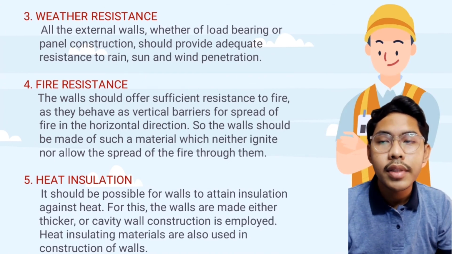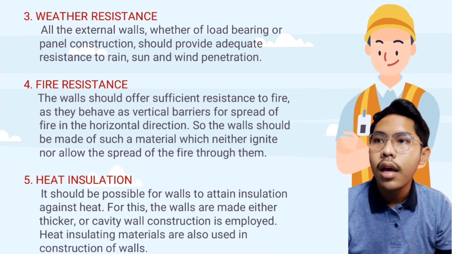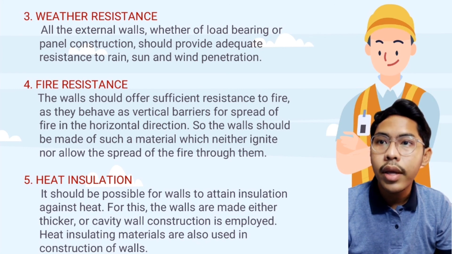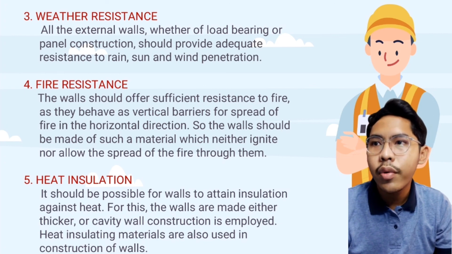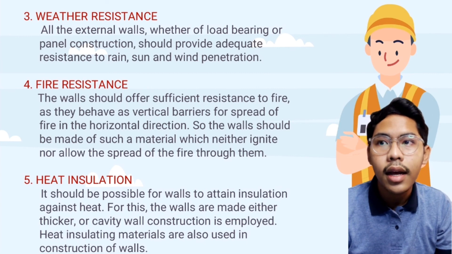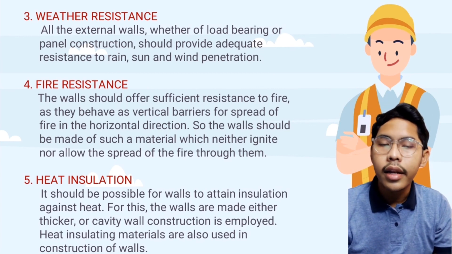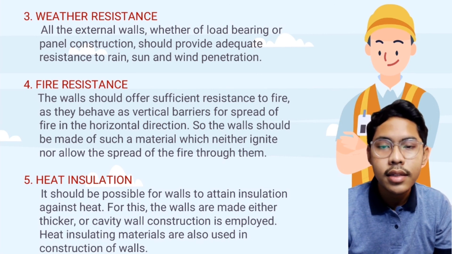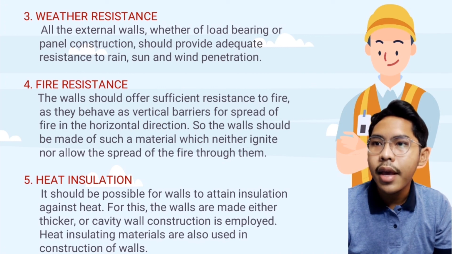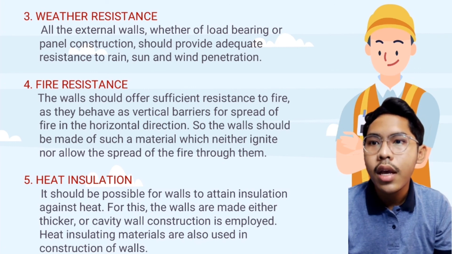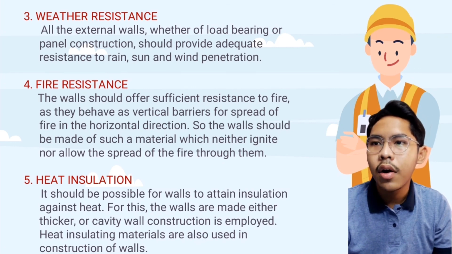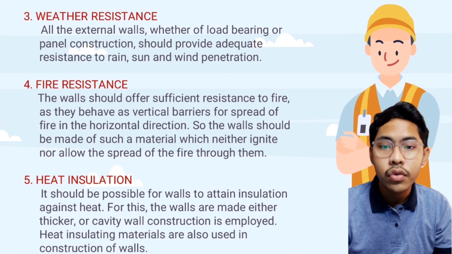It should be stable against overturning by lateral force due to wind load, and against buckling caused by excessive slenderness. Next, number 3 is weather resistance. All the external walls, whether of load-bearing or panel construction, should provide adequate resistance to rain, sun and wind penetration. Next is number 4, fire resistance. The walls should offer sufficient resistance to fire, as they behave as a vertical barrier for the spread of fire in the horizontal direction. So the walls should be made of such a material which neither ignites nor allows the spread of fire through them.